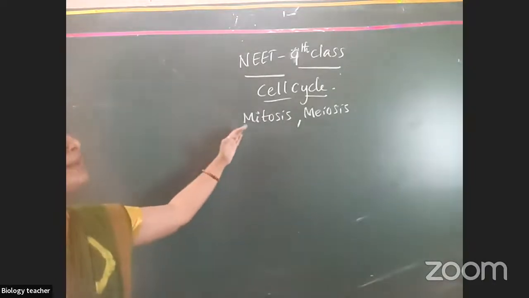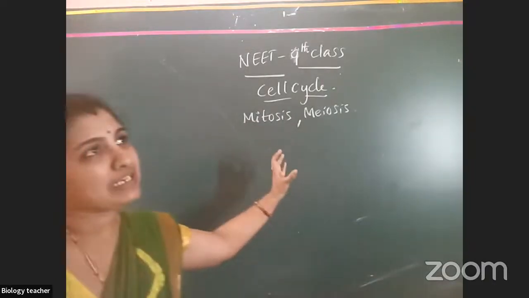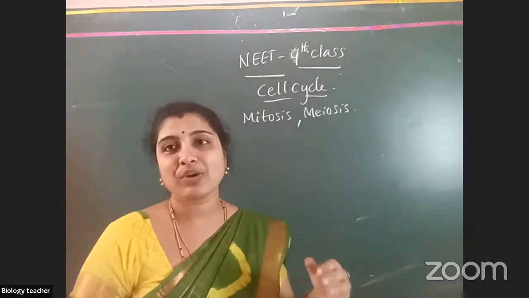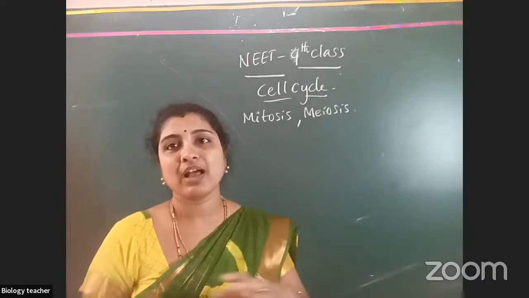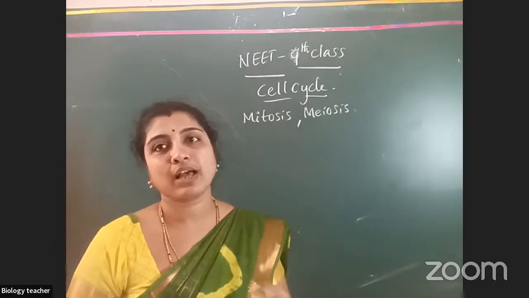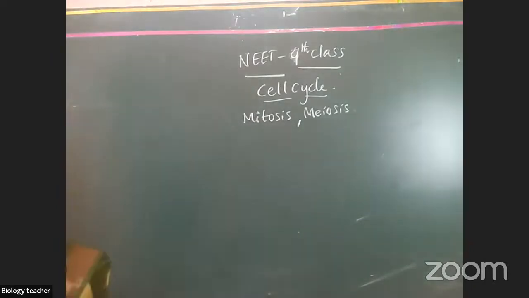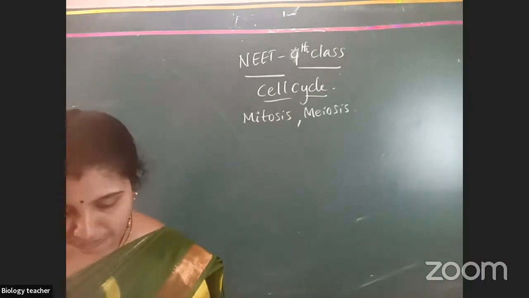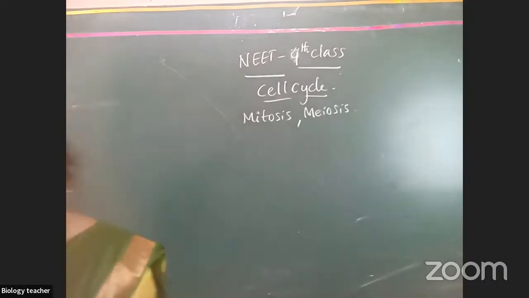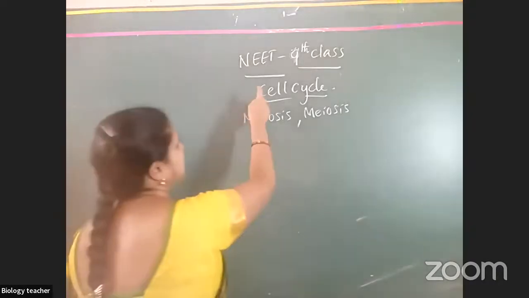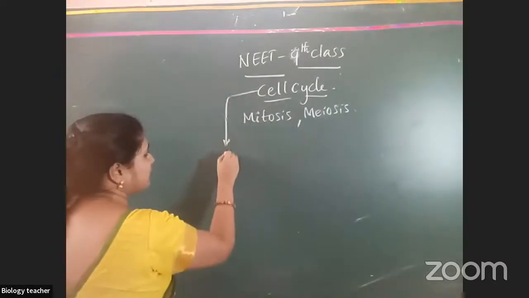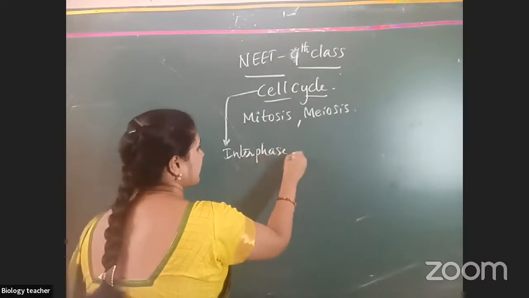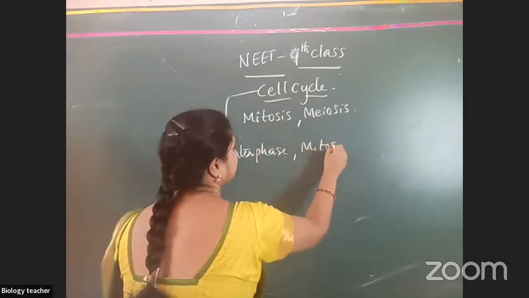Another scientist, Rudolf Virchow, proposed omnis cellula e cellula. Next, we studied the cell cycle. In the cell cycle, we studied that it is divided into 2 phases: interphase and mitosis.